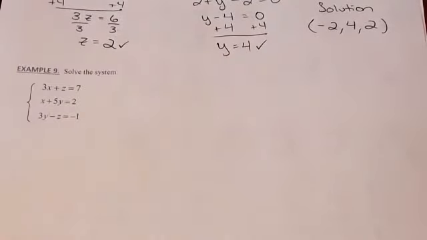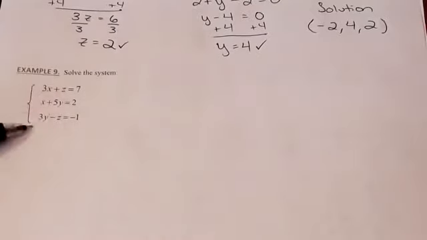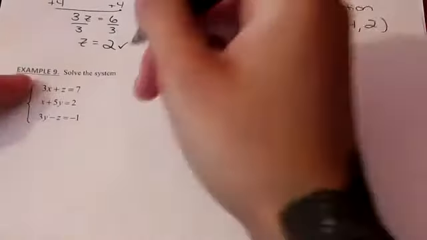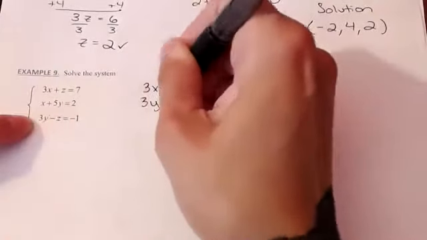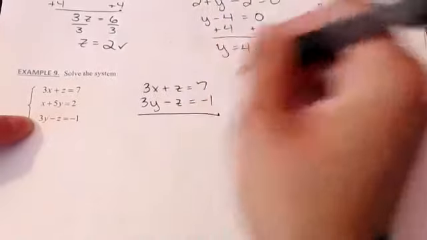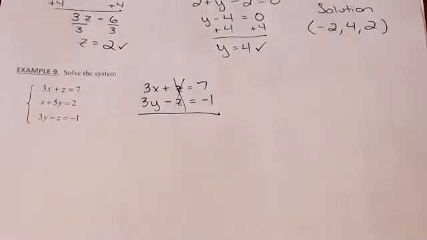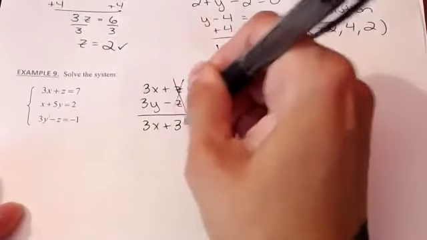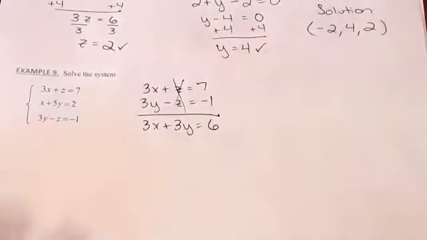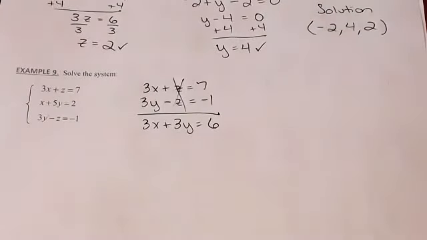So let's play around. Jose says, let's take these two equations and combine them. So I have 3x plus z is equal to 7, and I have 3y minus z is equal to -1. You're right that the z's cancel. So what am I left with? X and y. 3x plus 3y is equal to 6. Interesting. Okay, I like what I'm seeing. Any suggestion from here? What should I do?